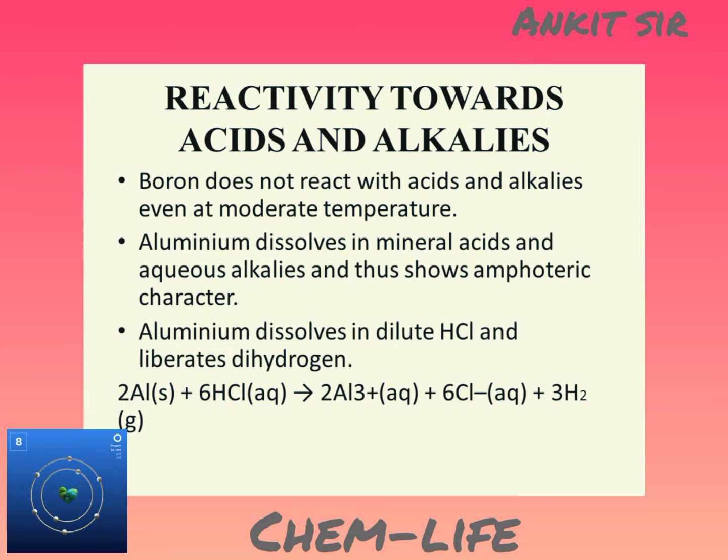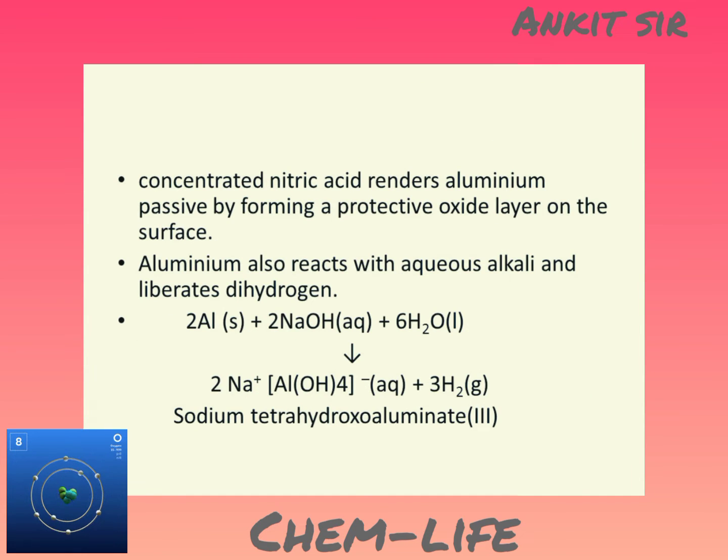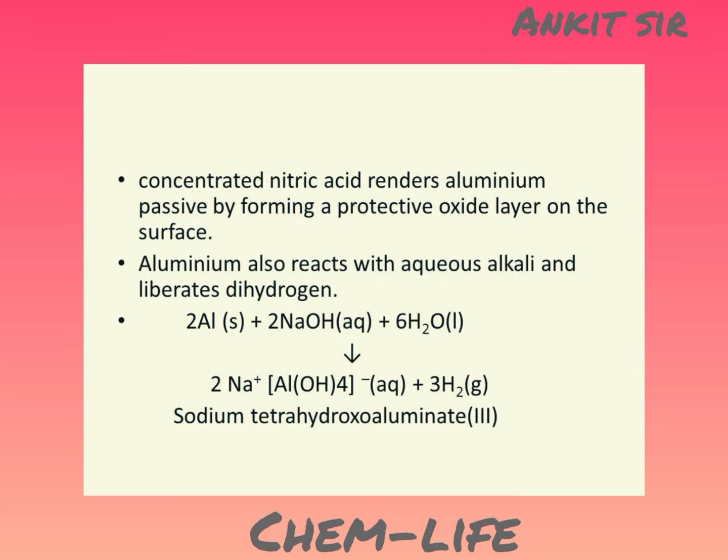Aluminium dissolves in dilute HCl and liberates dihydrogen. As you see the equation, 2Al plus 6HCl gives 2Al3+ plus 6Cl- plus 3H2. Concentrated nitric acid renders aluminium passive by forming a protective oxide layer on the surface. Aluminium also reacts with aqueous alkali and liberates dihydrogen. 2Al plus 2NaOH plus 6H2O gives 2Na+ [Al(OH)4]- aqueous plus 3H2, which is known as sodium tetrahydroxoaluminate(III), as we name it in coordination chemistry.